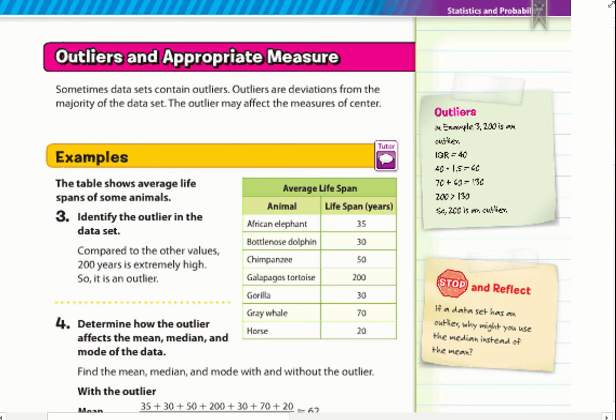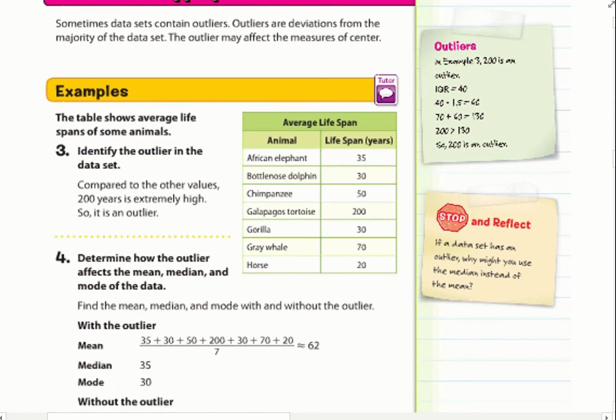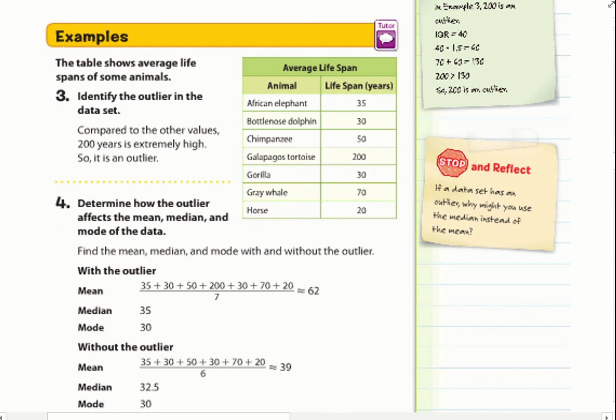So now we're going to be looking at outliers and how outliers affect data. An example: the table shows the average lifespans of some animals. So we have 35, 30, 50, 200, 30, 70, and 20. Obviously, the number that stands out is 200. 200 is way higher than all the other numbers. So we're going to say 200 is an outlier. So that's just identifying the outlier.